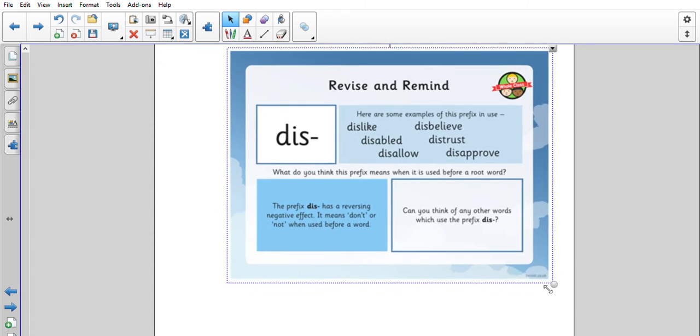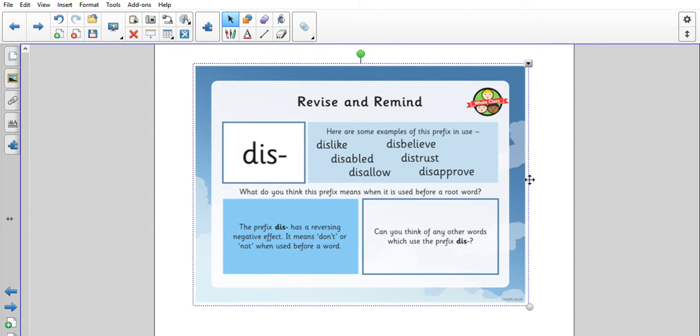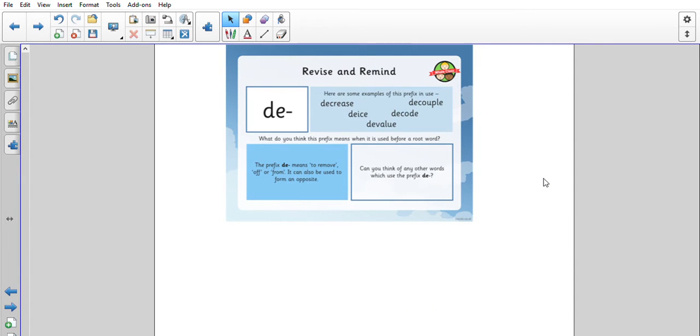Okay, so dis. The prefix dis has a negative meaning. It means don't or not when it's used before a word, so it's like the opposite. So some examples: dislike, disabled, disallow, disbelieve, distrust, disapprove. If you had the opposite, so if you said you like something, you like it. If you dislike it, you don't. So it's got the opposite meaning, reverse meaning.